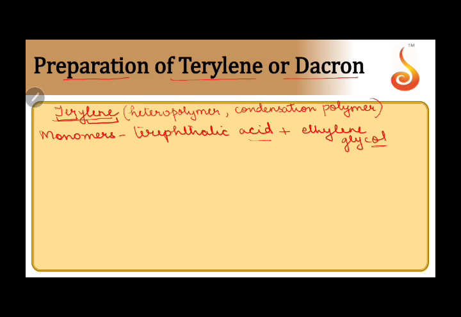Let's see the reaction now. Terephthalic acid is an isomer of phthalic acid where the COOH groups are present at para positions in this manner. N units of terephthalic acid react with ethylene glycol. Ethylene glycol is ethane 1,2-diol.